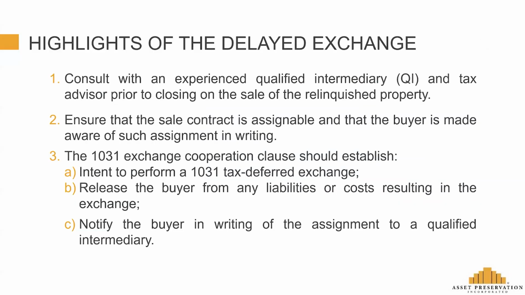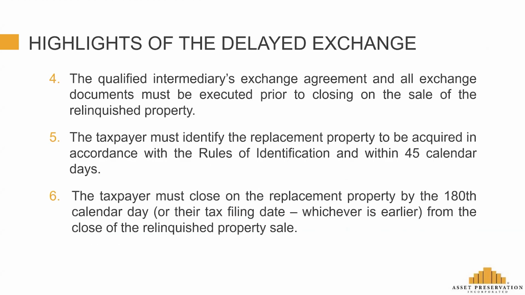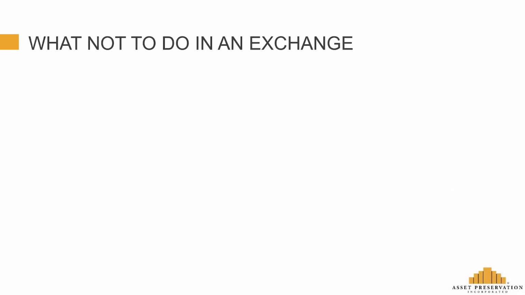So let me recap, because the delayed exchange is what most of you are going to be doing. Probably those of you that did exchanges did delayed. At the beginning, consult with a good qualified intermediary and your tax advisor. Make sure the contract is an assignable contract. Now you've got to make sure the exchange agreement and all the documents are signed before closing. Identify property in 45 days, and then you've got an additional 135 for a maximum of 180 days.